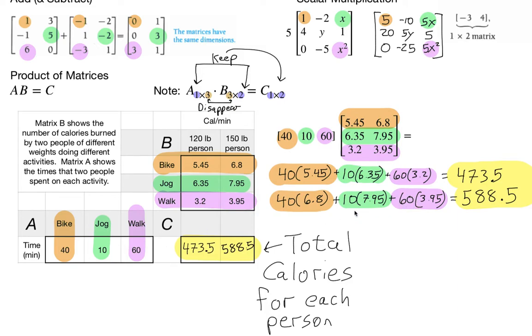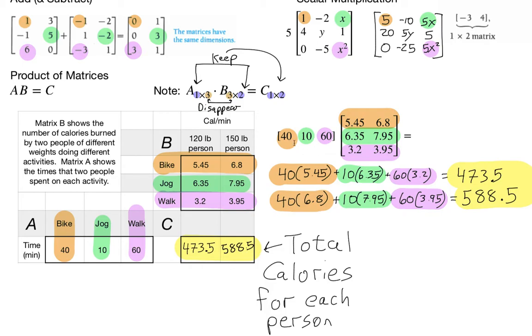And so these are the total biking calories, jogging calories, and walking calories, and you add them all up to get a grand sum total of 473.5. And there it is. You can repeat the process again for the 150-pound person, biking, jogging, walking, and you put their total right here.